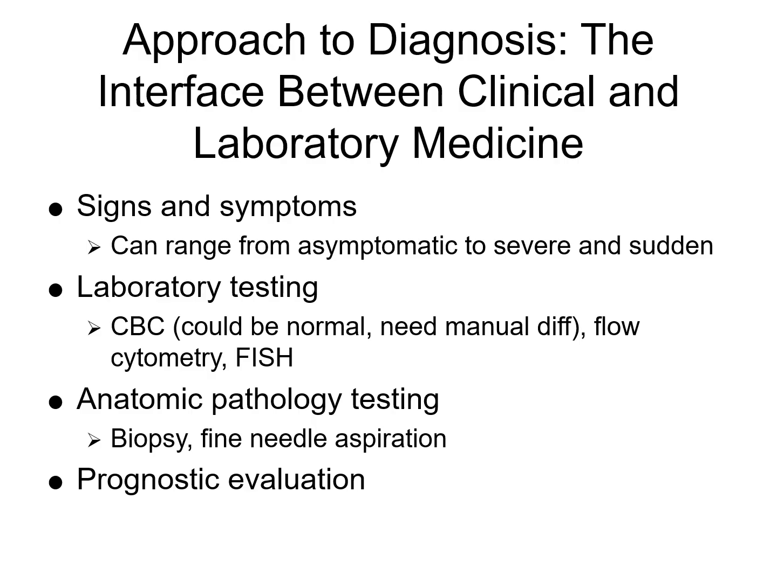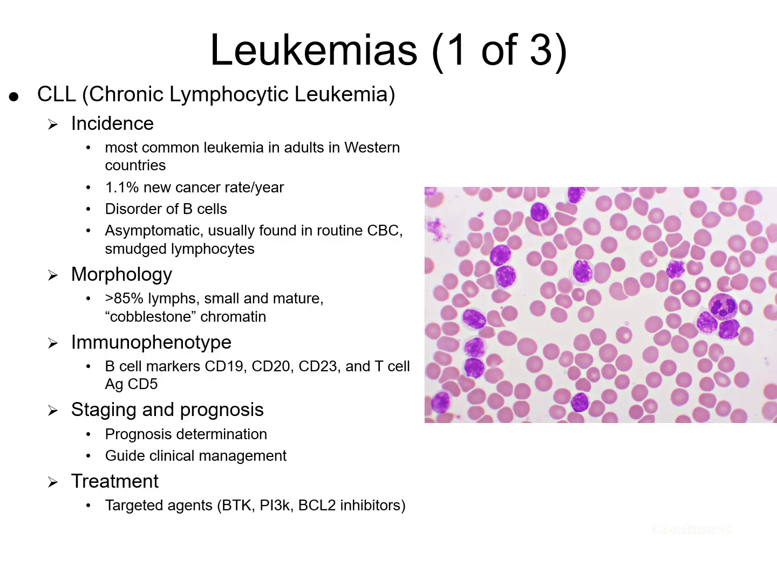Prognostic evaluation incorporates clinical, laboratory, and pathologic data, and this will help guide treatment decisions and estimate outcomes. The first one we'll talk about is chronic lymphocytic leukemia, or CLL. This is the most common leukemia in adults in Western countries. It represents about 1.1% of all new cancer diagnoses per year. It predominantly affects older adults. Typically, these are diagnosed in patients over 60 years of age.